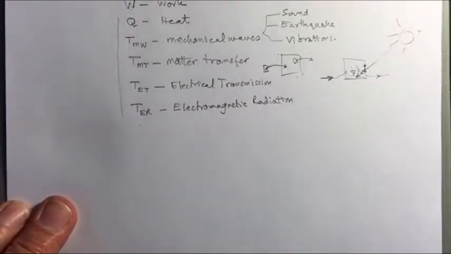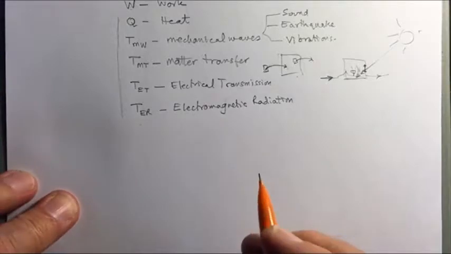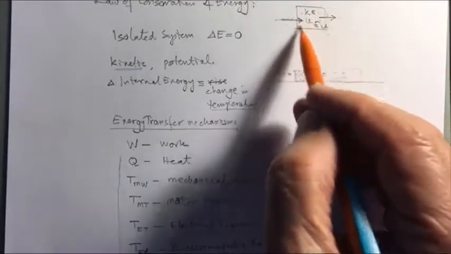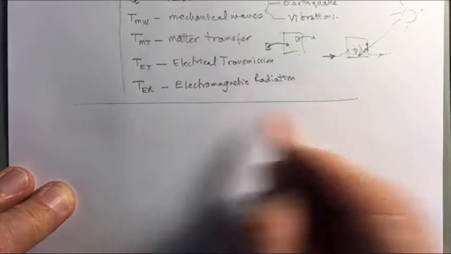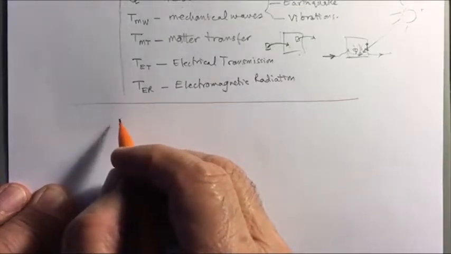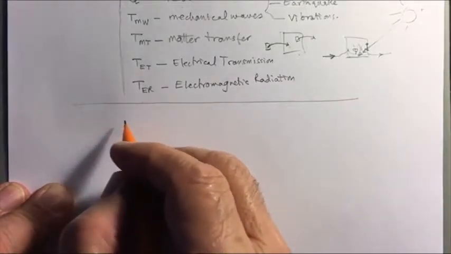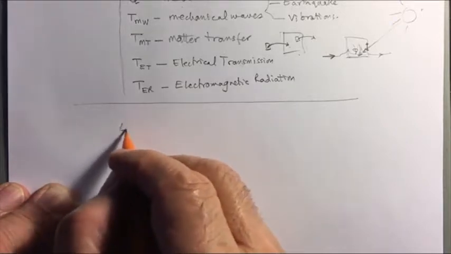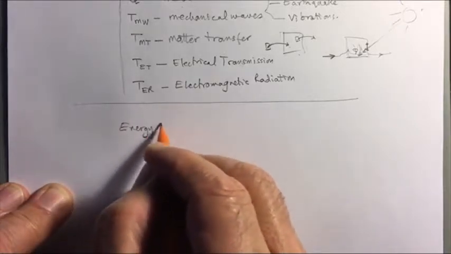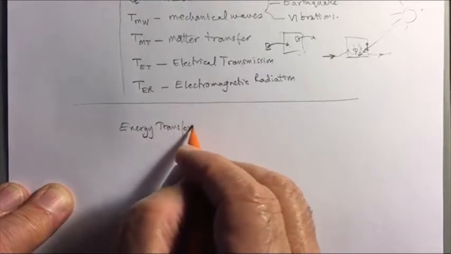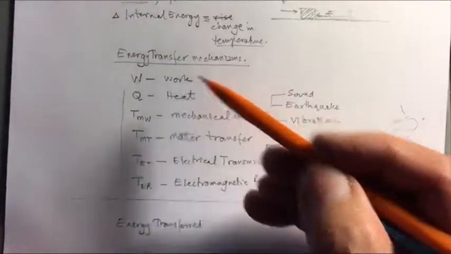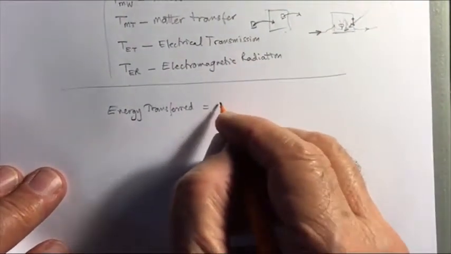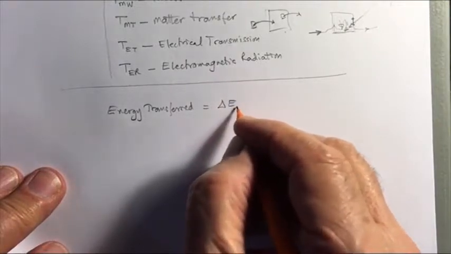Now to write the equation for the energy inflows and outflows and the change here, we would write an equation like this: that the energy transferred, which could be due to all of these, but we'll stay with the work part, is equal to a delta energy of the system.